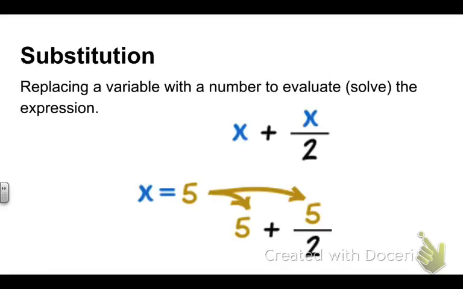So substitution, that's when we replace a variable with a number to evaluate, remember that means solve, the expression. So if you look at this example, you've got x plus x divided by 2. If I know that x equals 5, then I'm replacing all of those x's with that number 5. Then I can solve. You will probably hear me say plug it in. That's the short way of saying substitute.